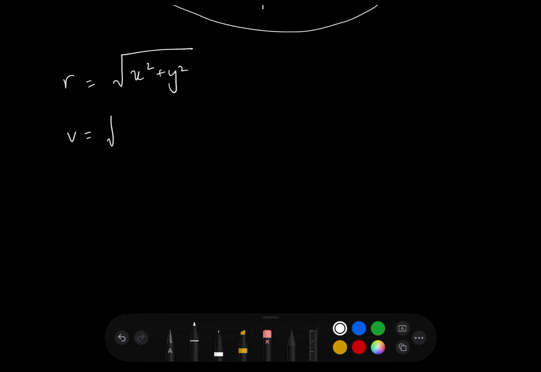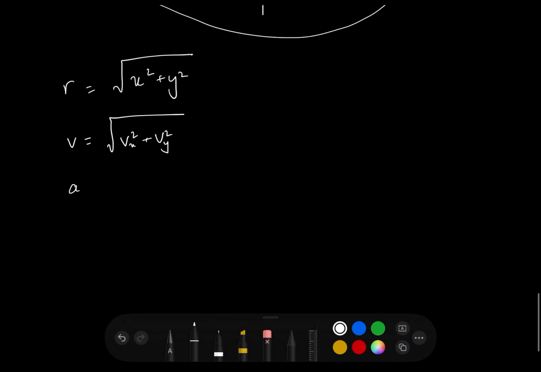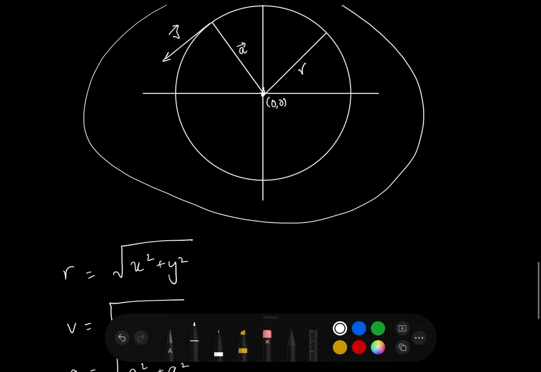We know that v is going to be the root of vx squared plus vy squared, and a is just going to be the root of ax squared plus ay squared.